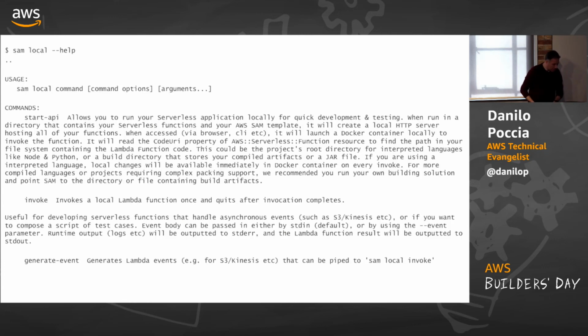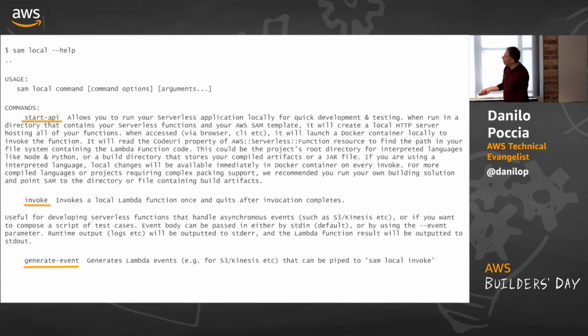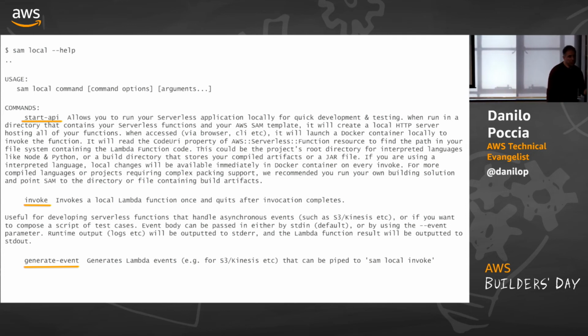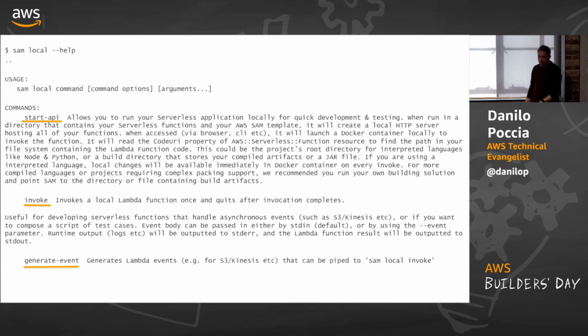So the most important command is local. And with local, you get start API, invoke, and generate event. So invoke will help you invoke directly a function locally. We use Docker to simulate the same environment. So you can run on Windows, on Mac, on Linux, but Docker will always recreate the same environment that the Lambda function is expecting on AWS. You can generate events, like the S3 event, a DynamoDB event, so that you can simulate and create unit tests.